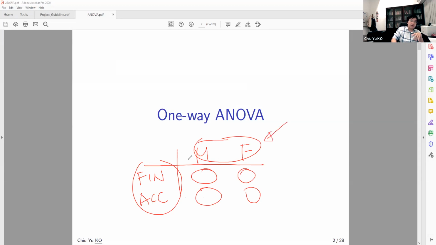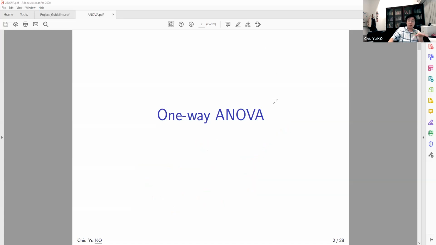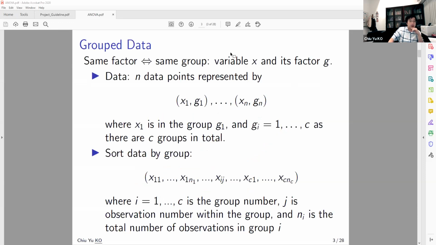Either the grouping is gender or the grouping is major. Okay, I hope that's clear. And then we want to know whether the grouping would make a difference. But we'll be more clear about the hypothesis we are talking about. So as I said, what you have is a group of data. And for group, sometimes we refer to it as factor. So the observation you have is a variable X, like GPA or your income.